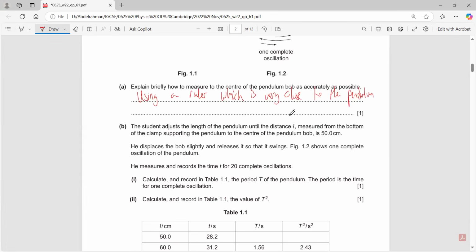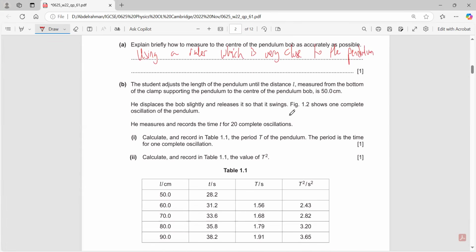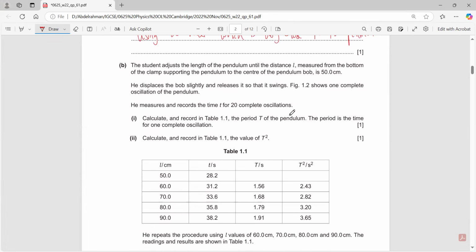Calculate and record in table 1.1 the period of the pendulum. He measures and records the time for 20 oscillations. Can I find the period for one cycle? Yes, definitely, just divide by 20. So 28.2 divided by 20 is 1.41. So this is the period of one cycle.